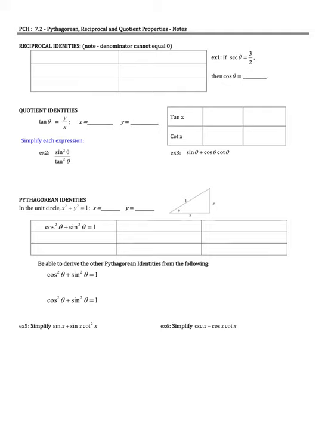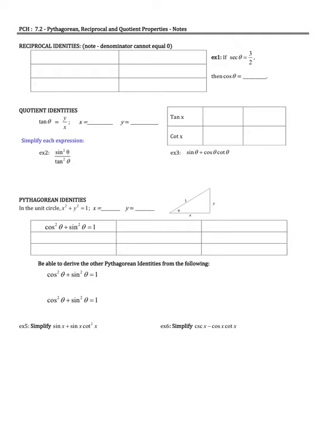Hello pre-calc people, welcome to chapter 7, which is some more trig. In this chapter we're going to do a lot of your trigonometric identities. My favorite thing is solving trig identities or doing the trig identities. So let's start off with some of the most basic properties.